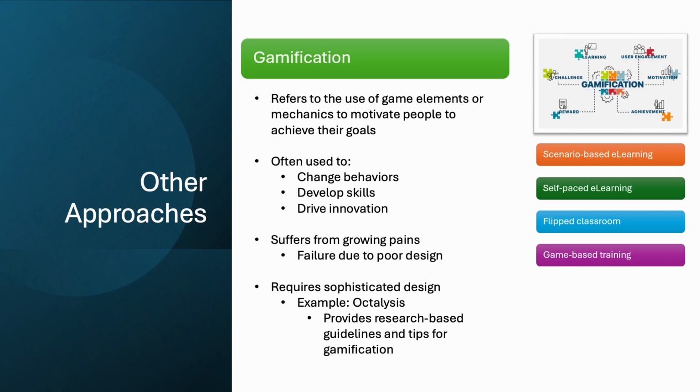Although gamification has tremendous potential, it is suffering from growing pains and has a lot of failure due to poor design. A person named Yu Kai Chou, a well-known gamification expert, argues that gamification is so much more than points, badges, and leaderboards and requires sophisticated design. For example, Chou's gamification framework called Octalysis provides research-based guidelines and tips for gamification. So if you have some extra time later, go check out Octalysis and see what it has to offer.